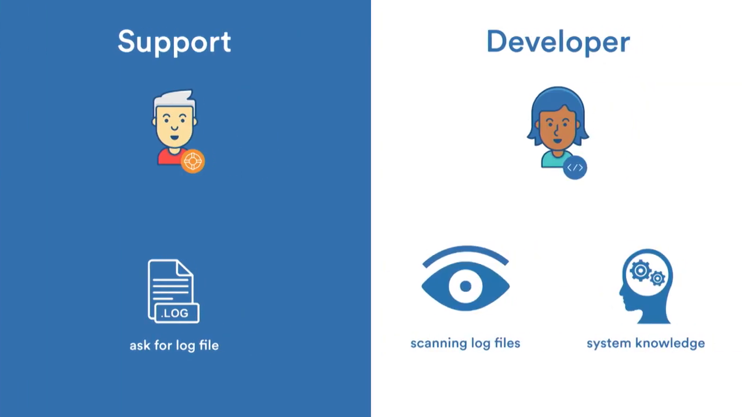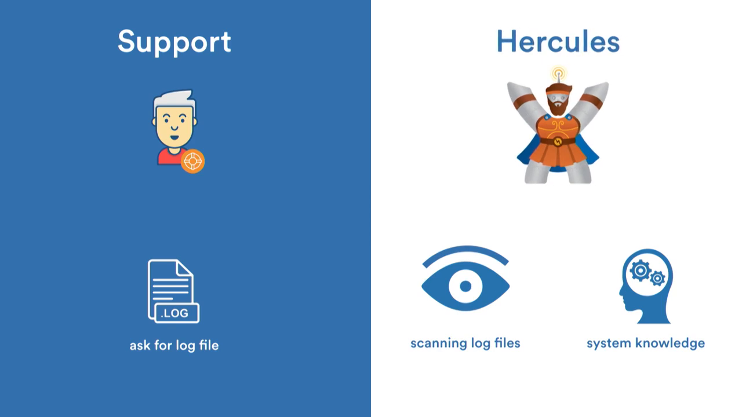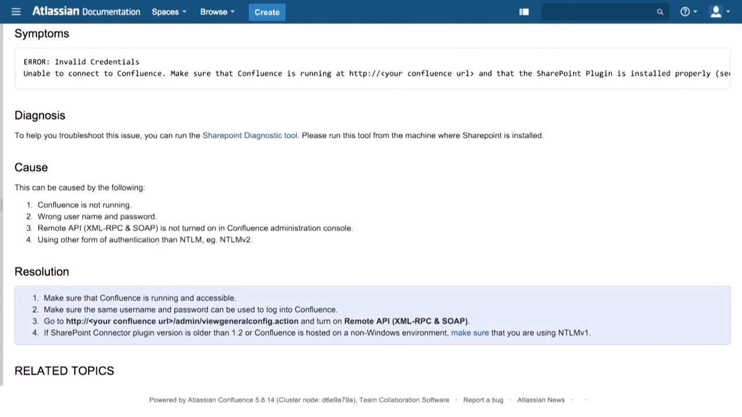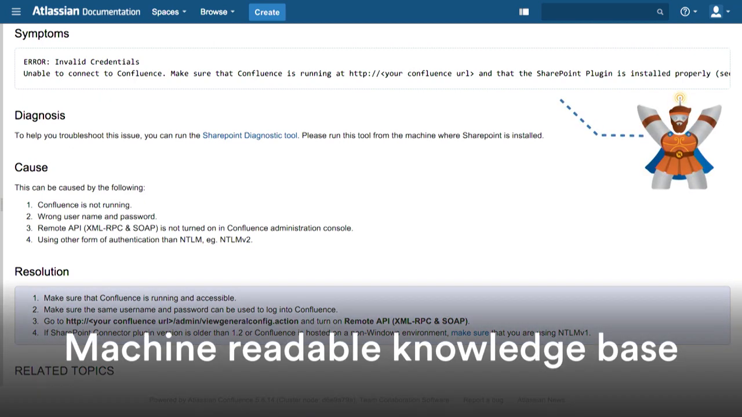OK, this is a talk about bots, so you may think, OK, good, let's replace this developer with a bot. We call that bot Hercules. And Hercules is actually that smart. It can scan the log files and combine this with system knowledge. On these Confluence pages, we have a machine-readable part on top, so Hercules can read that. It's a regular expression, looks at the log file, and says, OK, I see that problem in the log file, so this could be the solution, and suggests that to the support people.